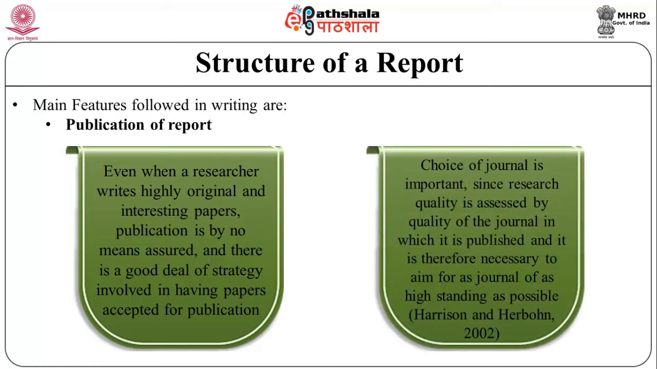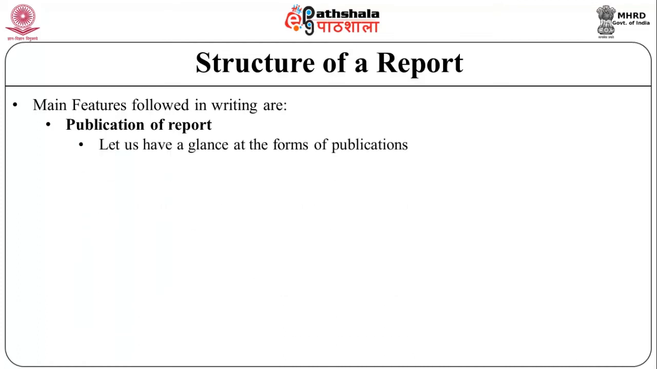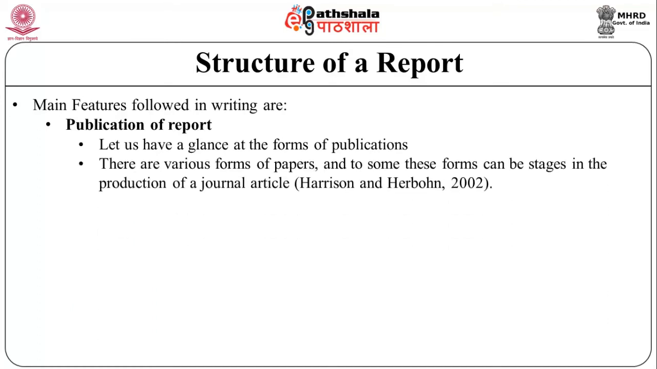Choice of journal is important since research quality is assessed by the quality of the journal in which it is published, and it is therefore necessary to aim for a journal of as high standing as possible. Let us have a glance at the forms of publication. There are various forms of papers, and to some these forms can be stages in the production of a journal article, and some of the important forms of publication are discussed below.